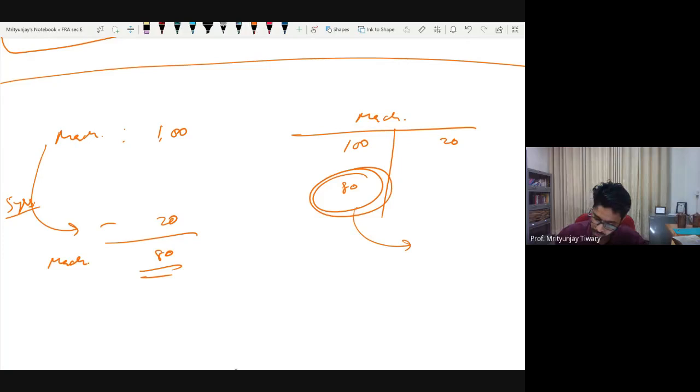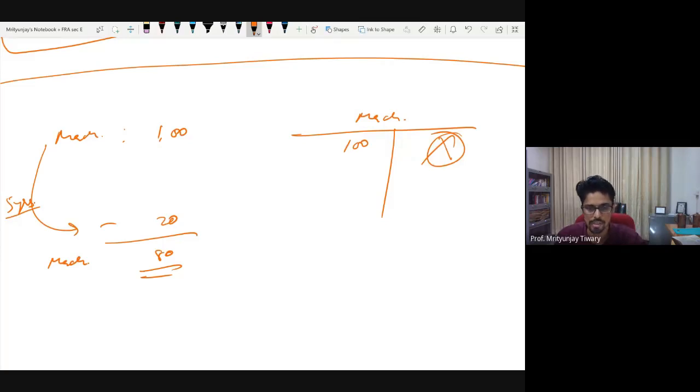But now what I will do is I will leave the machinery as it is. I will not reduce it by the depreciation. I will not transfer the depreciation. I will carry on the machinery as it is. But the fact is, machinery is used. Machinery is consumed, right, if the period has ended. So somewhere I need to transfer. I will transfer it to a new head called accumulated depreciation.